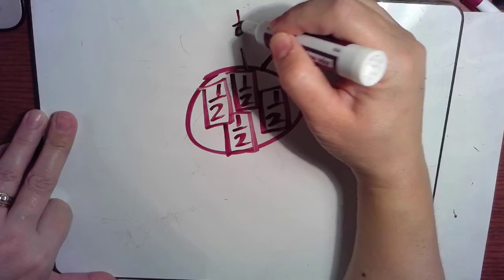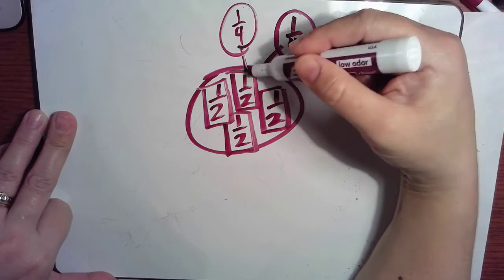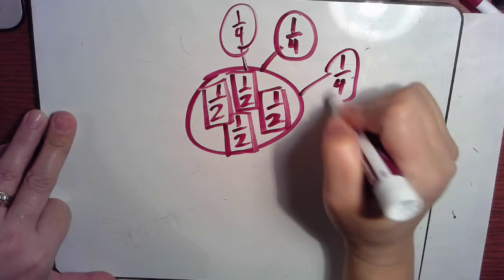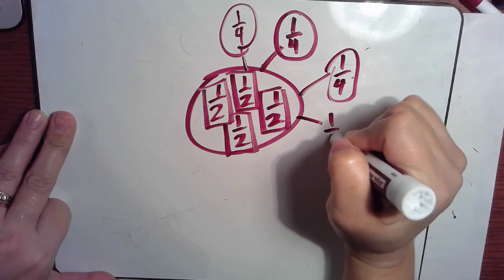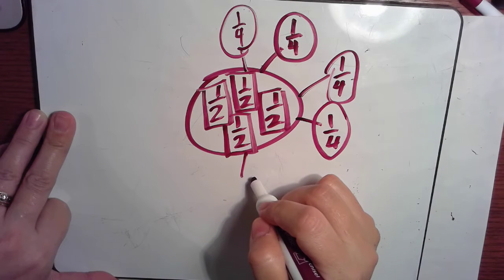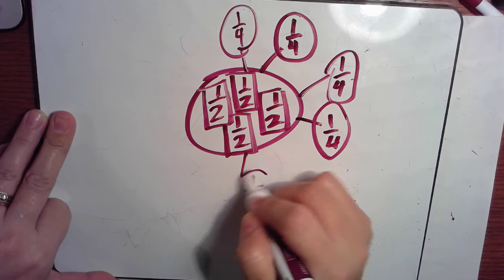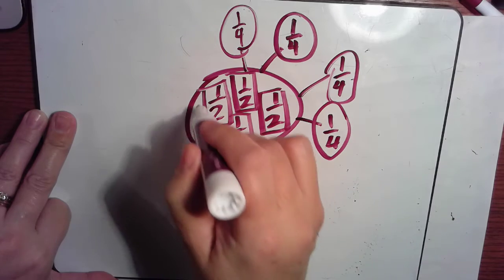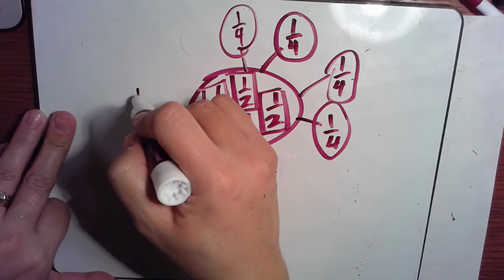1/4 and 1/4 are worth a half. Here's another half, so I'll put 2 more fourths by this half. Here's another half, so I'll put 2 more fourths here. And I still have 1 more.